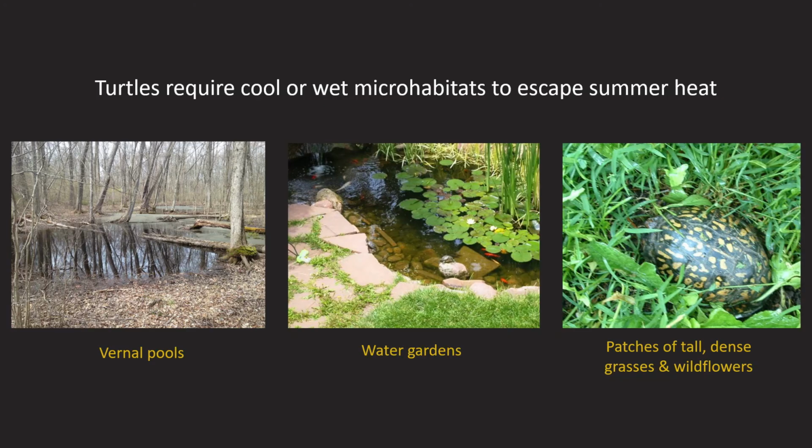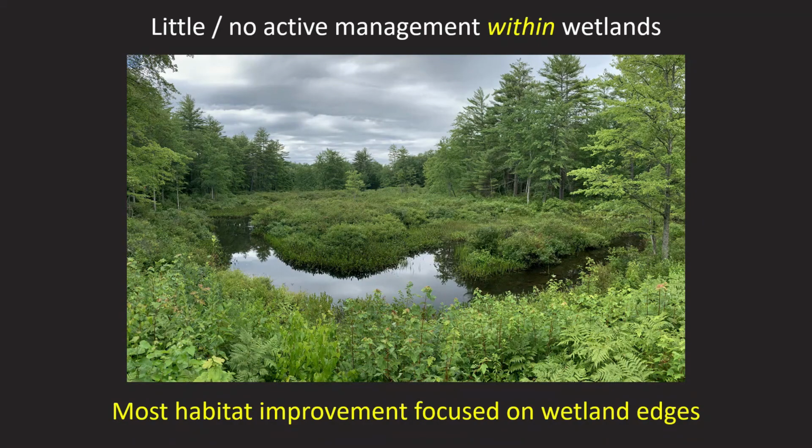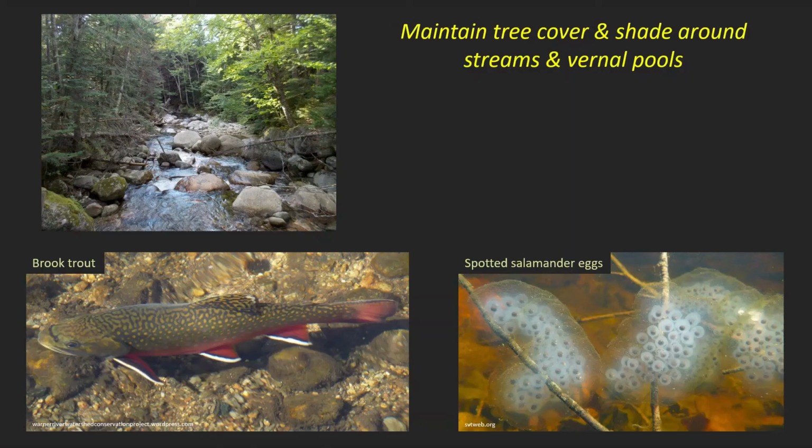During the hottest portion of summer, turtles require cool microhabitats to escape the heat. These include ephemeral wetlands such as vernal pools, small water gardens, and areas with tall, dense grass or wildflowers. So how the landscape around wetlands is managed plays a large role in how that landscape will function as habitat for turtles. Now here in New England, we usually do very little or no active management within most wetlands. Most of the habitat improvement we conduct in relation to wetlands is management along wetland edges.